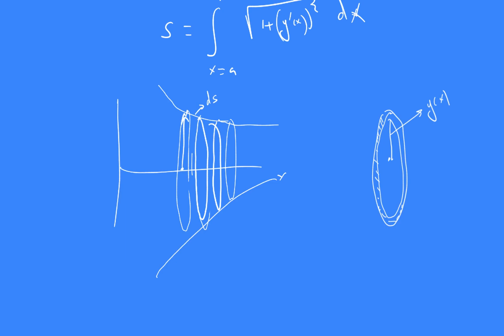The wedding ring has the radius y of x, and the size of this length is ds. So now I will take scissors and cut my ring. When I cut my ring, I will see something like this. This will be ds, and this will be 2 pi y.